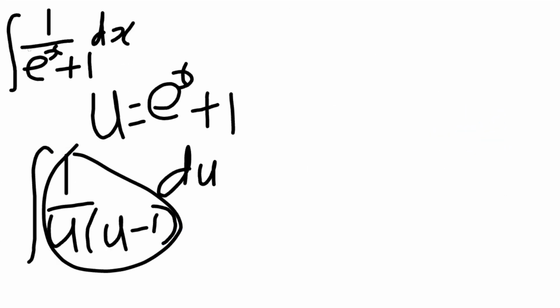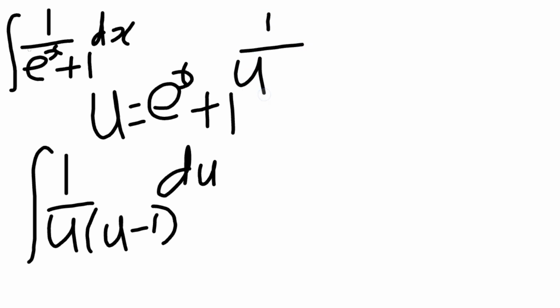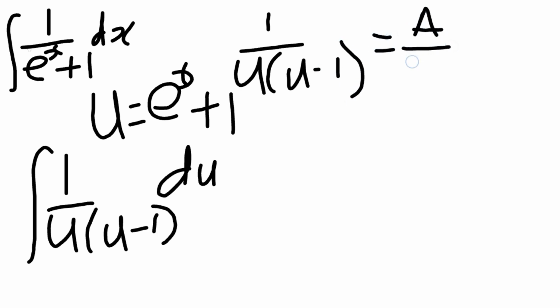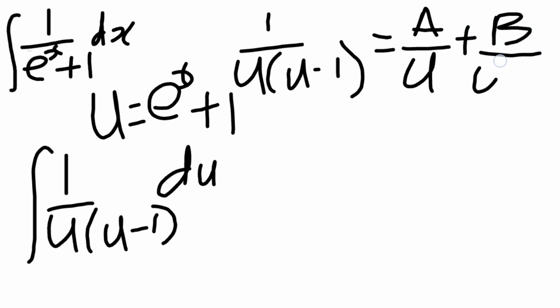We can't just integrate it like this. We need to decompose it into partial fractions. So let's say we have a fraction like 1 over u minus 1. We're going to assume that there's going to be an A over here, where A is just a constant. It can be anything. A over u plus B over u minus 1. B is also a constant. It could be any number at all.